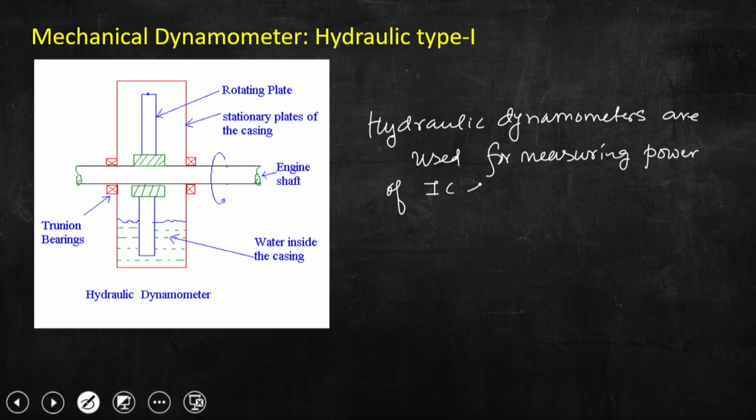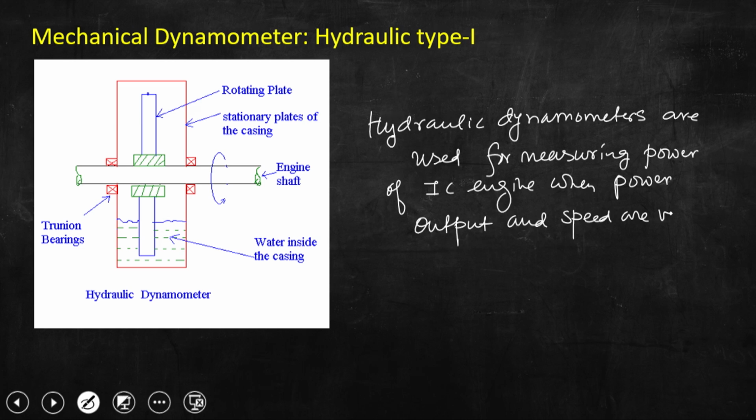of an internal combustion engine or IC engine when power output and speed are very high. Okay. So, rope brake dynamometer cannot be used for this type of application. So, this is number 1, and we are discussing type 1. So, this type 1 and type 2, this is again based on the classification.